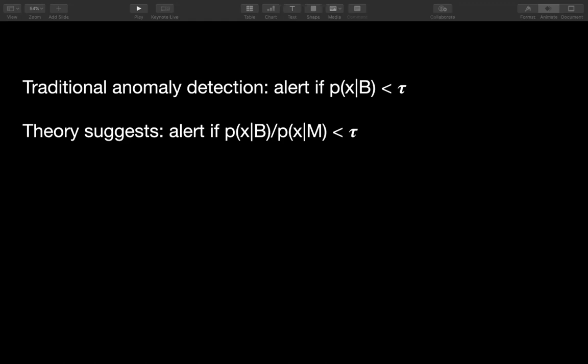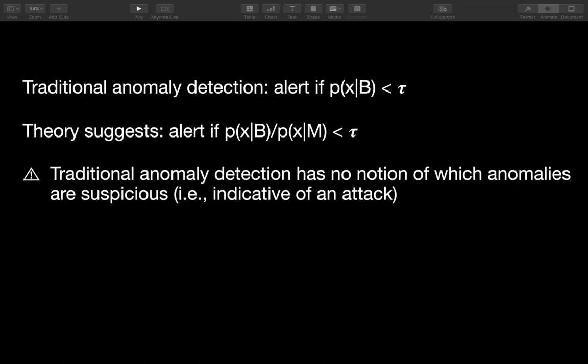And so that's how we get to this problem that anomaly detection may raise alerts for things that are rare but don't look like an attack, because it has no conception of what looks like an attack. It has no notion of the distribution, the likelihood of X given it came from malicious data, and has no way to model that. Okay, so this is a shortcoming of traditional anomaly detection.